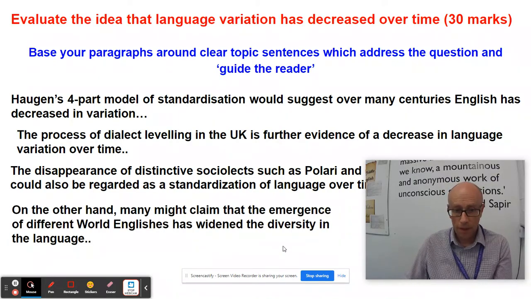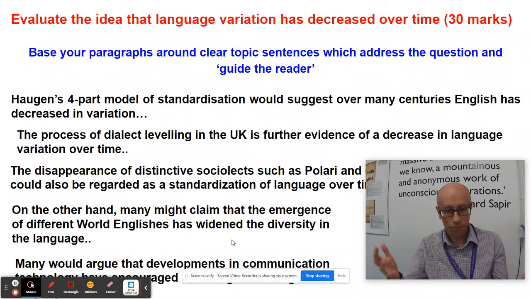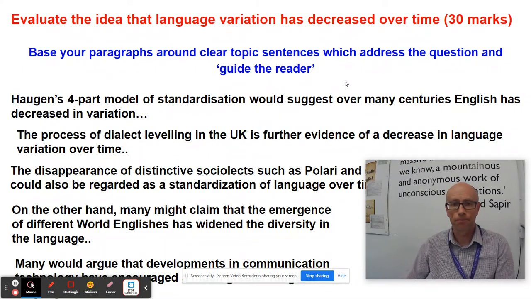On the other hand, many might claim that the emergence of different world Englishes has widened the diversity in the language. So this is clearly going to put forward a counter-argument. Many would argue that developments in communication have encouraged, and I can't say that's hidden behind my screen, but I'm assuming that it means encourage variation and diversity. So you've got 5 different examples of good, clear topic sentences which are guiding the reader.